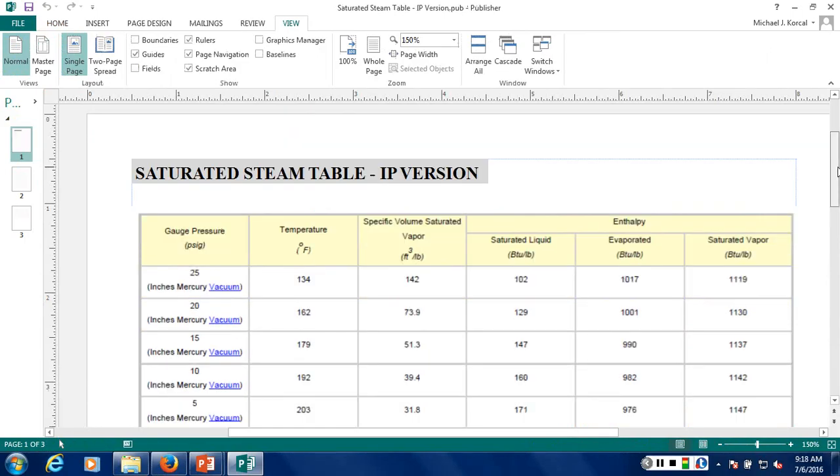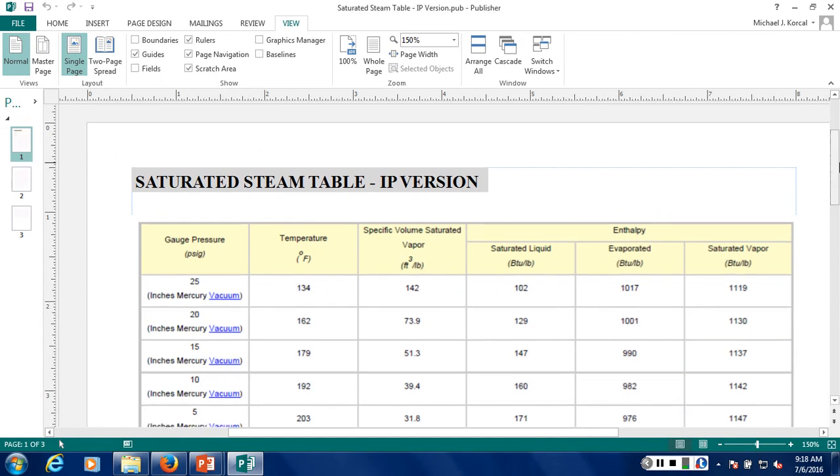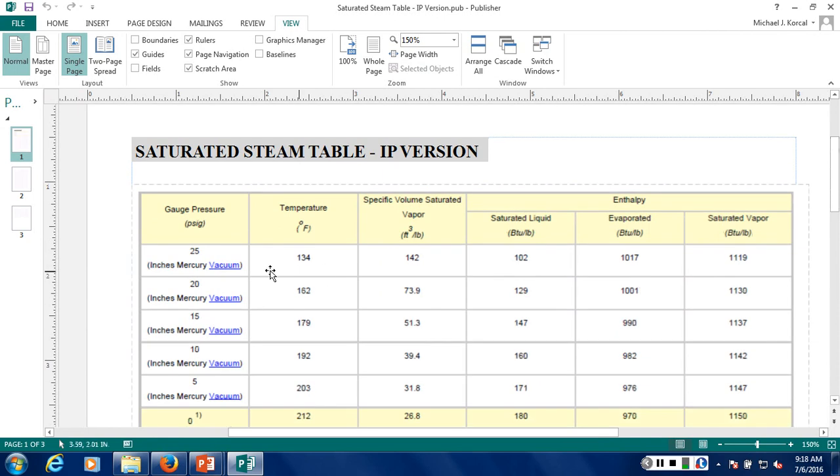Here we have a saturated steam table. Now these tables I included at the end of your lecture notes. Across the top we have the gauge pressure that we're looking at, so we're dealing with PSIG. We have the temperature that they're considering. We're looking at the specific volume that it takes up at that particular temperature and pressure. And over here we have the energy content.